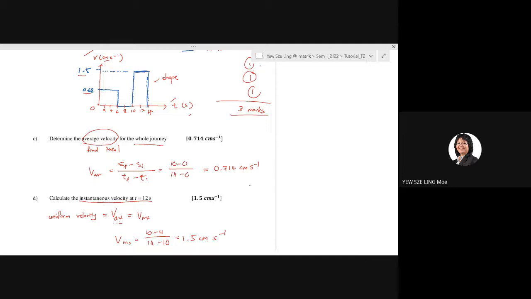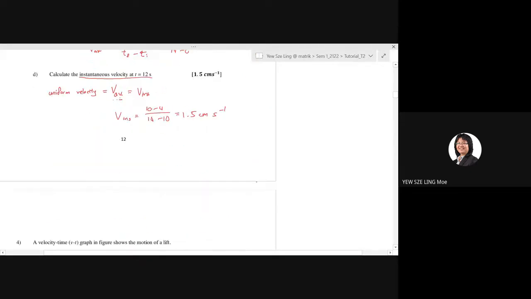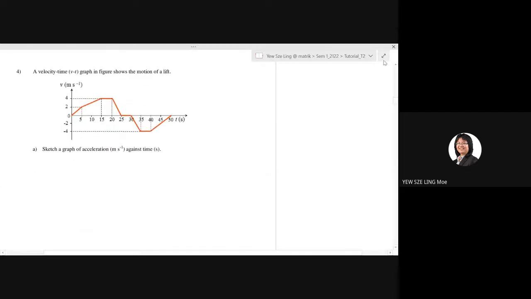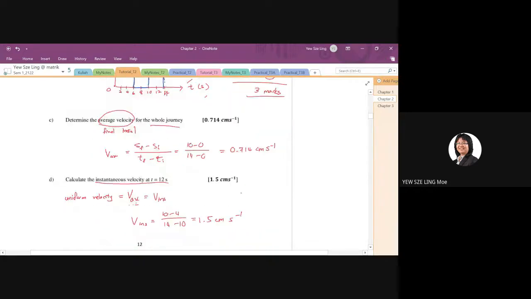Okay, so far any questions before we proceed to the next more complicated questions? Tak ada, semua yakin. So tiba-tiba kalau exam pun boleh jawab dah kan?